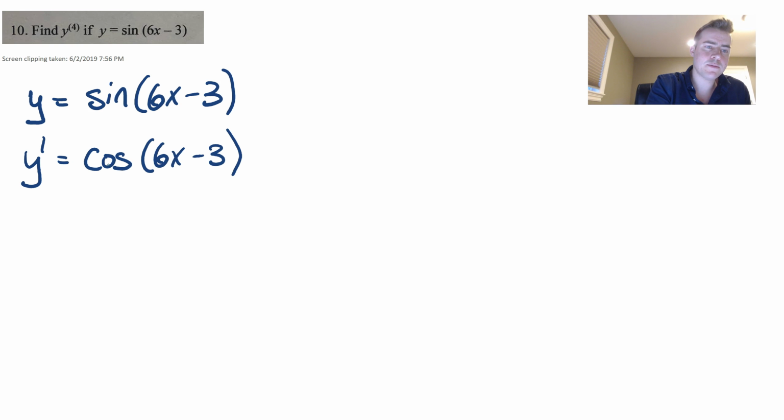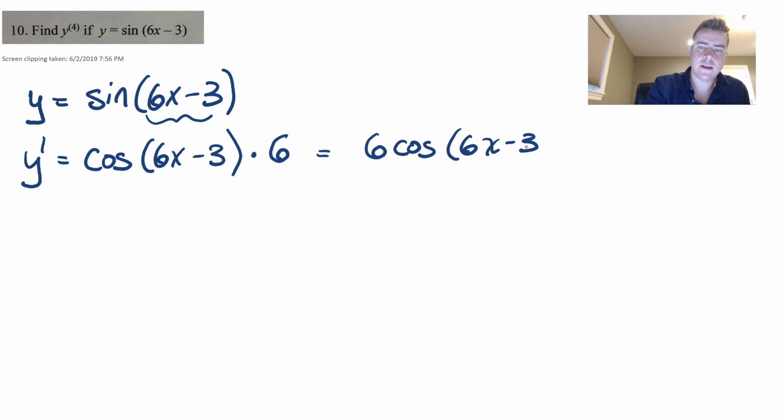So the derivative of sine just becomes cosine. But then you need to multiply it by the derivative of the inside. The derivative of 6x minus 3 is just 6. So this is really 6 cosine 6x minus 3. That would be my first derivative.